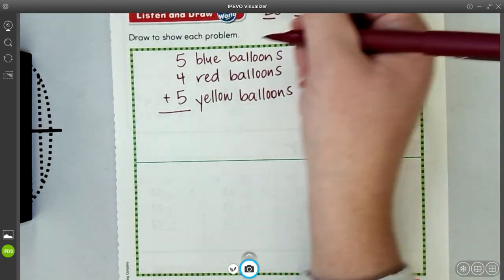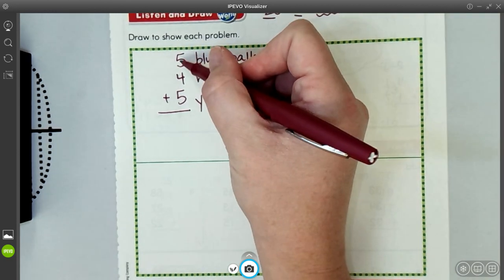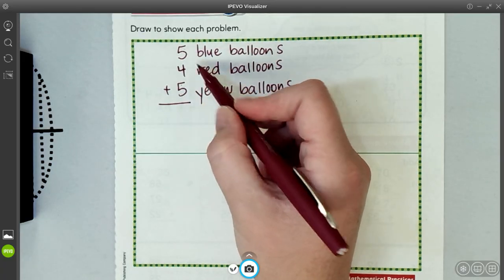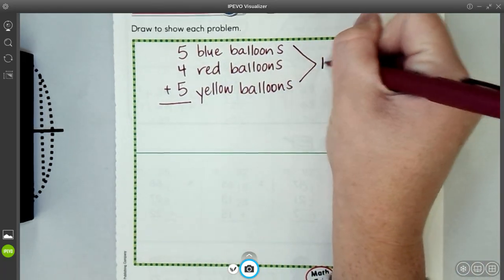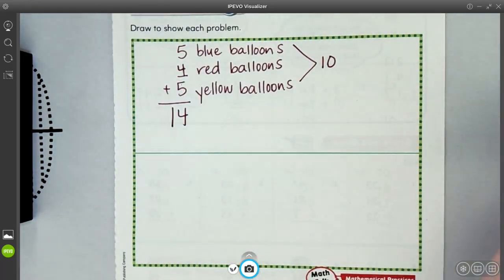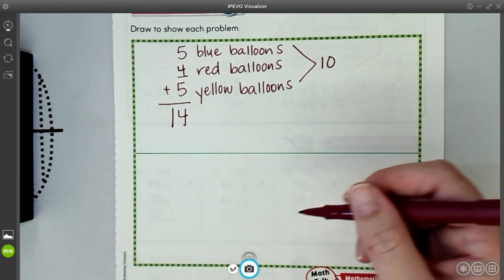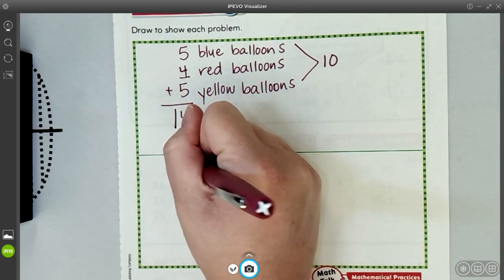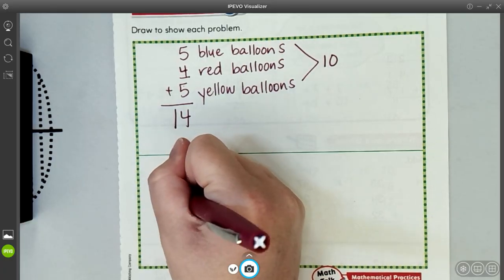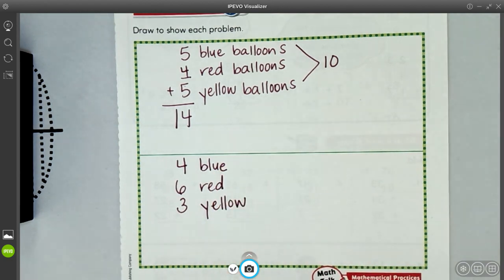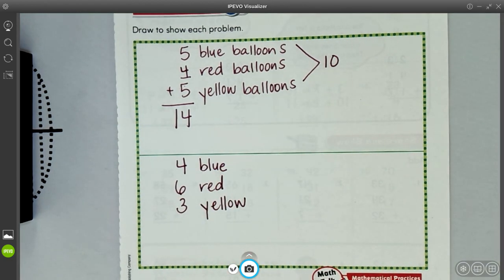So the first thing I'm going to do is I see 5, 4, and 5. I could either add straight down or I can make a 10. 5 plus 5 would be 10. Then I just have to add 4 plus 10. That gives me 14. All right, I would like for you guys to try it down here. If there were 4 blue, 6 red, and 3 yellow. Go ahead and try to add all of those balloons together and see how many balloons there are. Press play when you're ready.